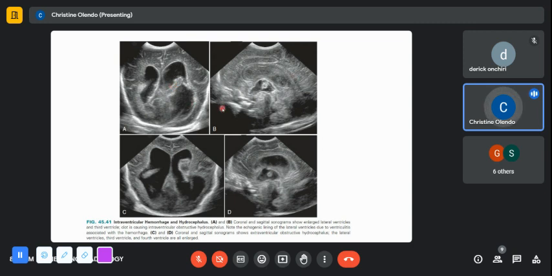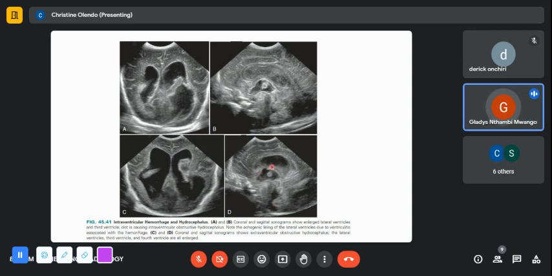In image B, we have a sagittal image showing dilation of the third ventricle, causing some obstruction. In images C and D, we're again seeing obstructive hydrocephalus, which is extraventricular, which means that the whole system is affected. We're seeing enlargement of almost all of the lateral, third, and also the fourth ventricle.